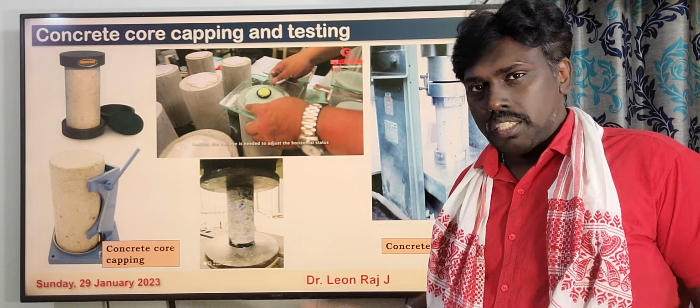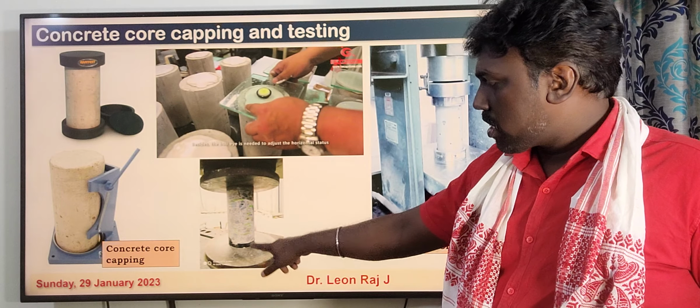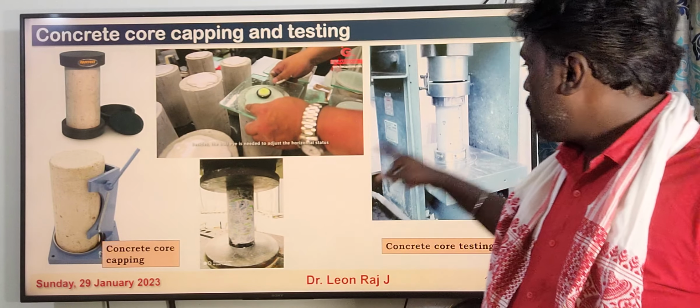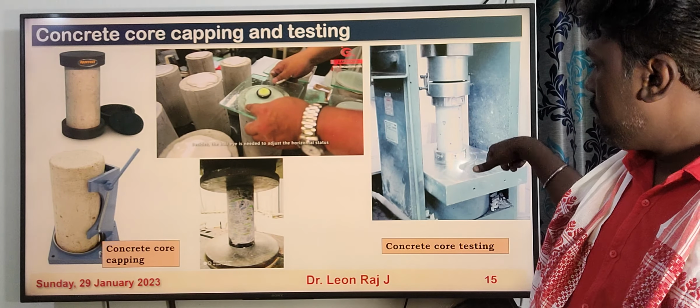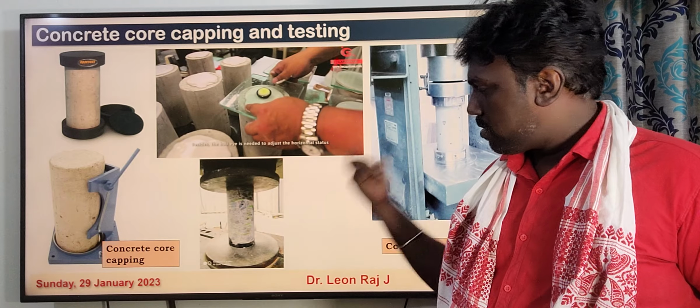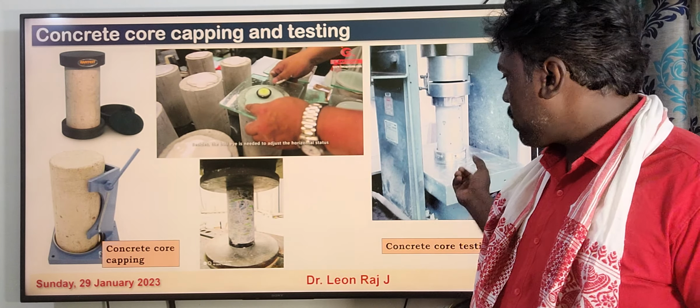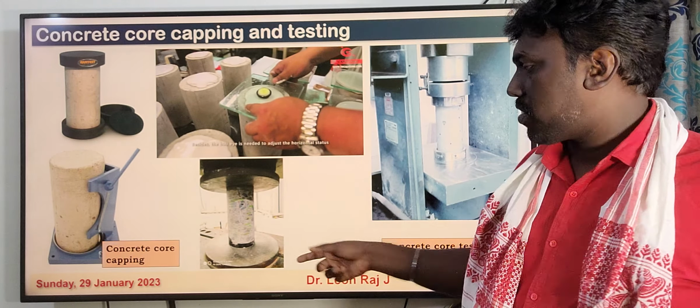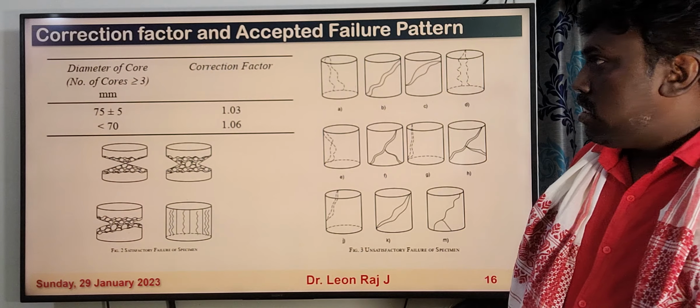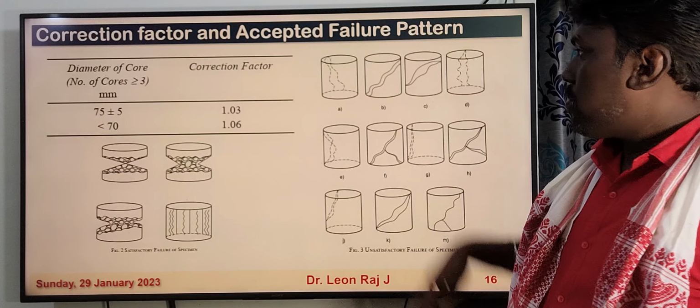Once the concrete capping is done, the concrete core looks like this. If you have the neoprene pad, you can place the neoprene pad inside this steel ring and place the concrete core specimen. If you have done the sulfur capping, then this kind of ring is not required, so you can directly apply the load like this. Then correction factor and accepted failure pattern.